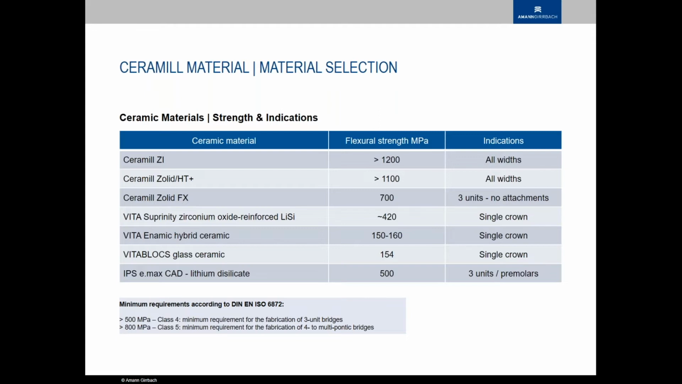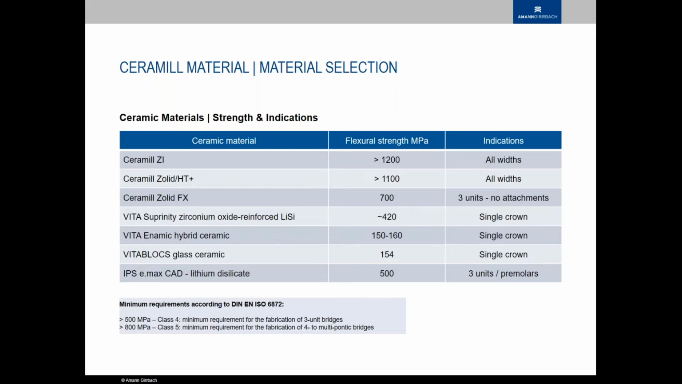Zolid HT Plus with 1100 and the other with 1000, we can also do all spans and all indication types with it. And on the FX, like I already said, three unit bridges, no attachments. And the zirconia, I'm going to maybe skip a little bit because it's not available here from what I know, but the lithium disilicate might be a good comparison for that.